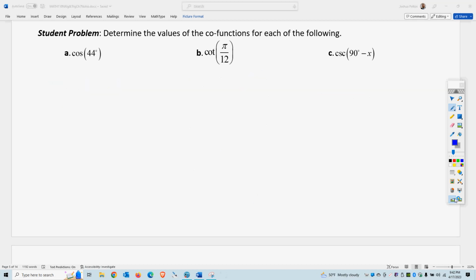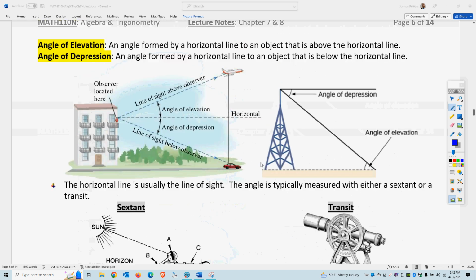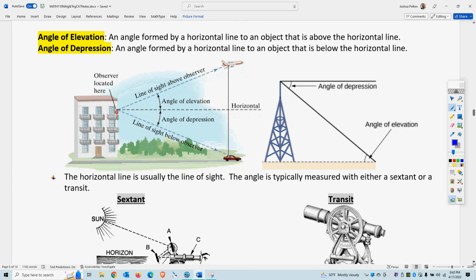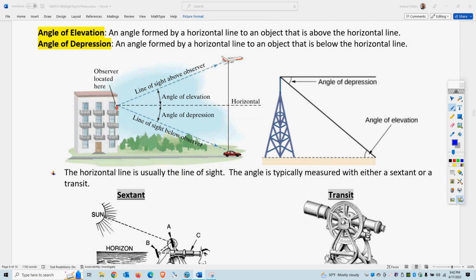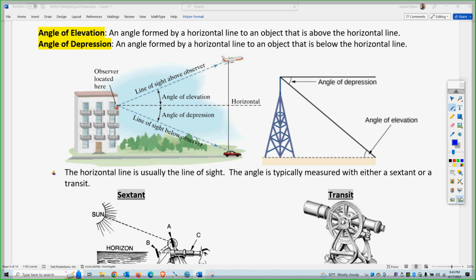Okay, so we've identified what the values of the trig functions are relative to the sides and the angles, right? So when you use these, you typically talk about angle of elevation and angle of depression. Whether you're using a sextant or a transit or just using your eyeballs, you're going to have an LOS, a line of sight. So in this case, this is the line of sight, and in this case, this is the line of sight. Relative to the line of sight, you're going to have an angle of elevation and angle of depression.